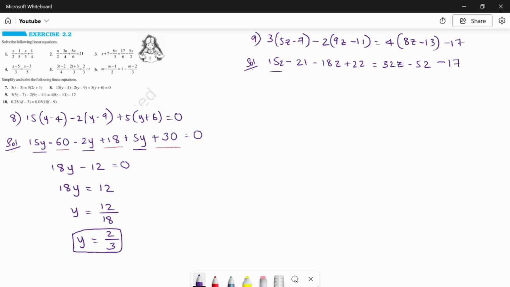Now all the variables, 15 - 18 is -3z, -21 + 22 is +1 equal to 32z, -52 - 17 is -69. Now 32z + 3z equal to 1 + 69. 35z is equal to 70. z is equal to 2.